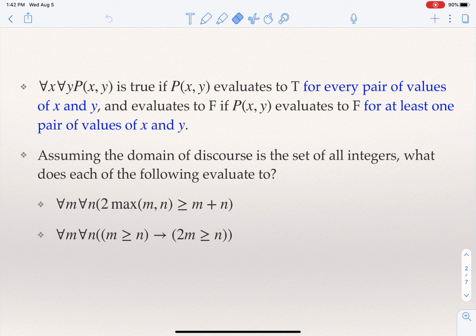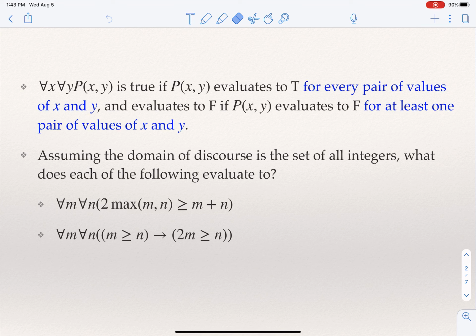The first one says: for all integers m and for all integers n, 2 times the maximum of the two numbers m and n is greater than or equal to m plus n. So what we are saying is that suppose you take any two arbitrary integers, m and n, and look at their sum, m plus n, then look at the maximum of these two and multiply that by 2. Is it always true that 2 times the max is greater than or equal to m plus n?